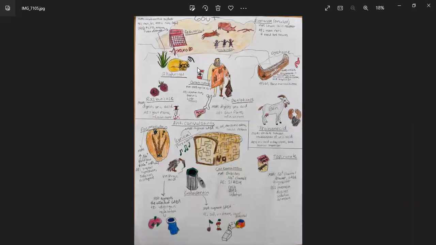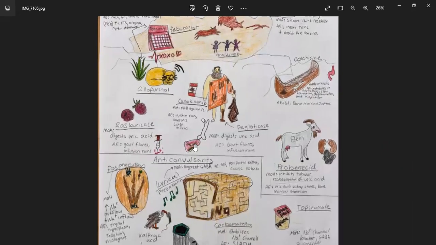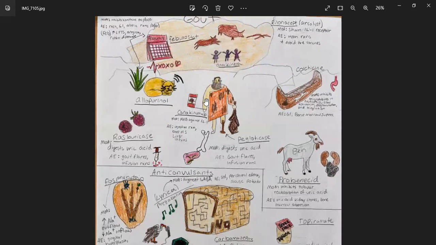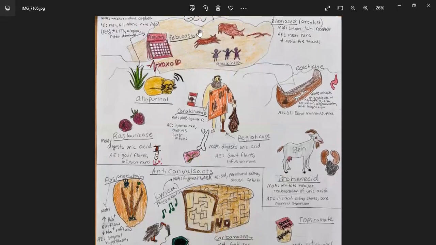Okay, so we have one more page to get through. And these drugs are all for gout. And so there is a goat on this page, goat, the gout goat. And up here, we have this cave scene.